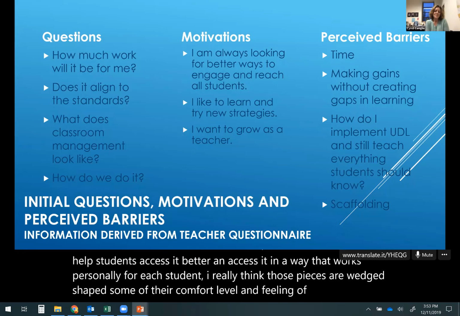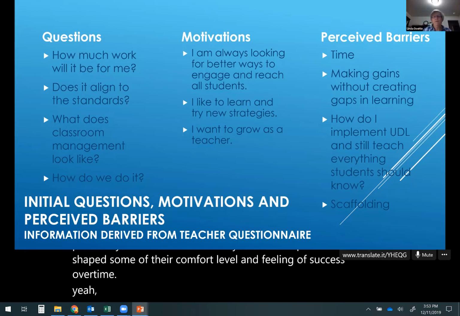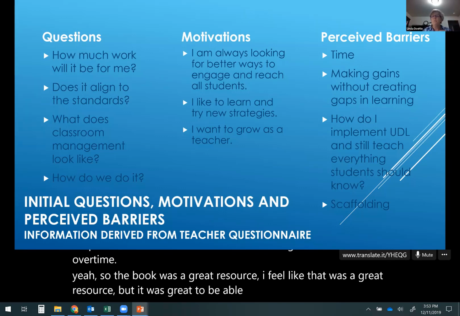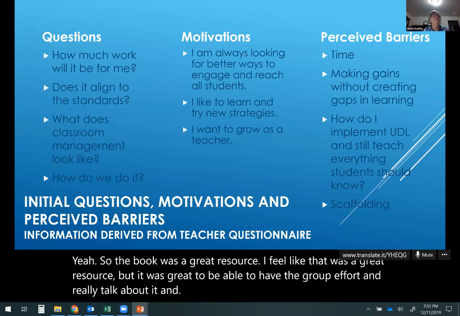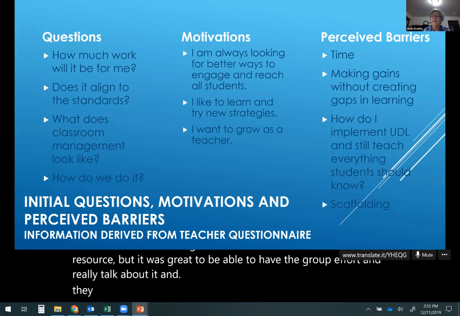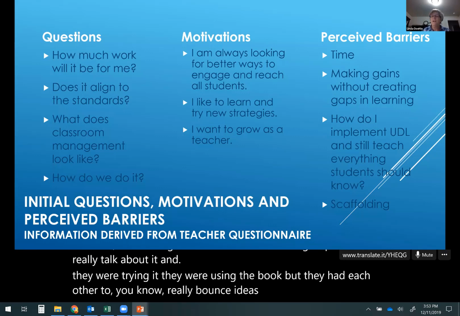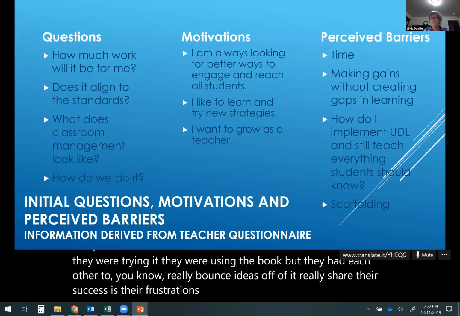Mm-hmm. Yeah. So the book was a great resource, but it was great to be able to have the group effort and really talk about it. They were trying it, they were using the book, but they had each other to really bounce ideas off of and really share their successes, their frustrations, their questions. I feel like it was a really good format, didn't you?